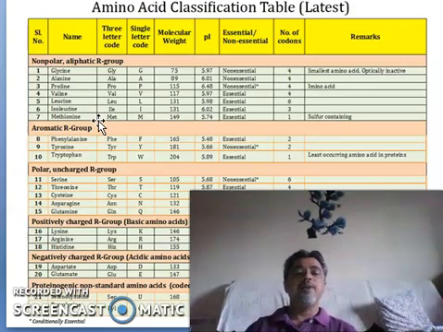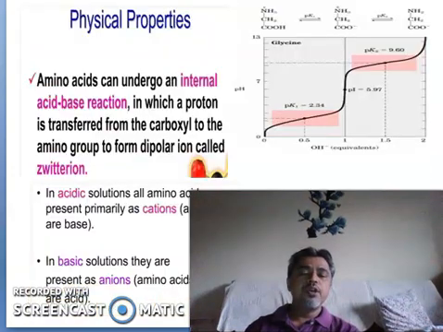Then the negatively charged amino acids mostly have 2 carboxyl groups. So they are called aspartic acid and glutamic acid. Now the last is the proteo non-standard amino acids, or those coded by the amber or stop codon, that is UAG. Okay, so selenocysteine and pyrrolysine, these 2 are included in this amino acid classification.